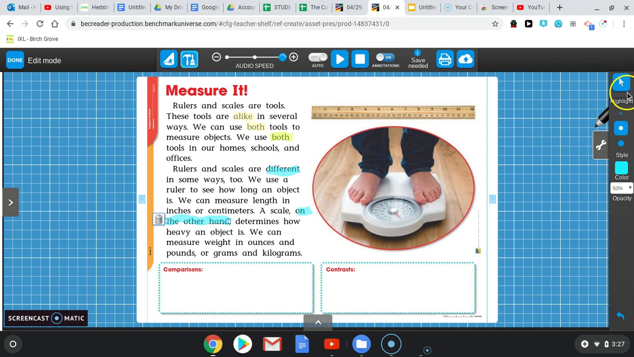So, our signal words in this story for comparing are alike and both, and our contrast words in this story are different and on the other hand.